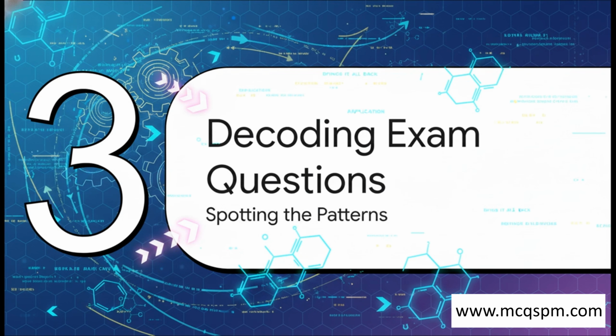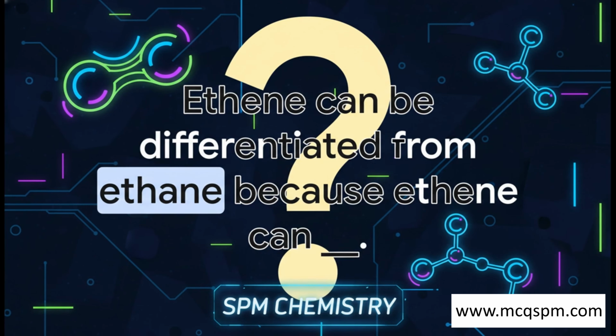All right, we've talked theory, we've talked real-world application. Now let's bring it all home and see how we can use this knowledge to absolutely crush some typical SPM questions. It's all about spotting the patterns. Let's look at this first one. Ethene can be differentiated from ethane because ethene can... Come on, this should be ringing some bells now, right?